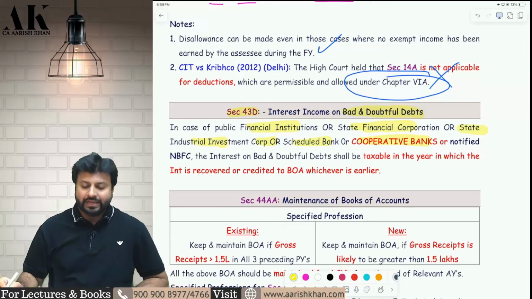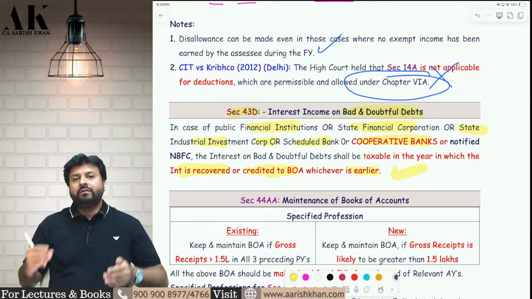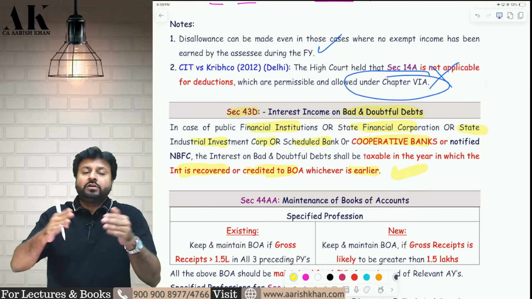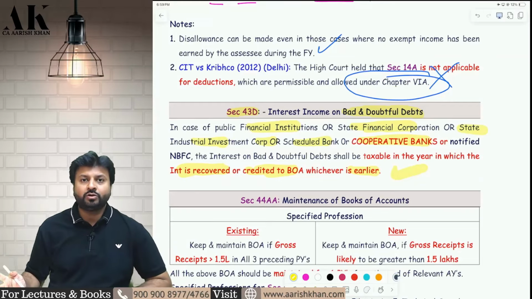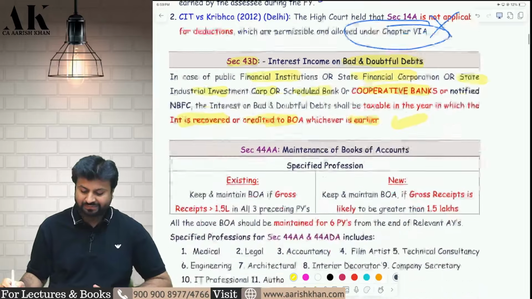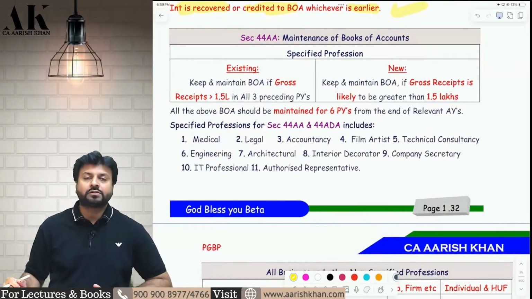So the law has given you relaxation. You can pay the tax in the year in which you recover the interest or in the year in which you credit to books of accounts, whichever is earlier. Okay. Whenever you recover from the customer or whenever you credit in the books of account, whichever is earlier, at that point of time, you can pay tax on that. I hope it is clear to all of you. Is it clear?